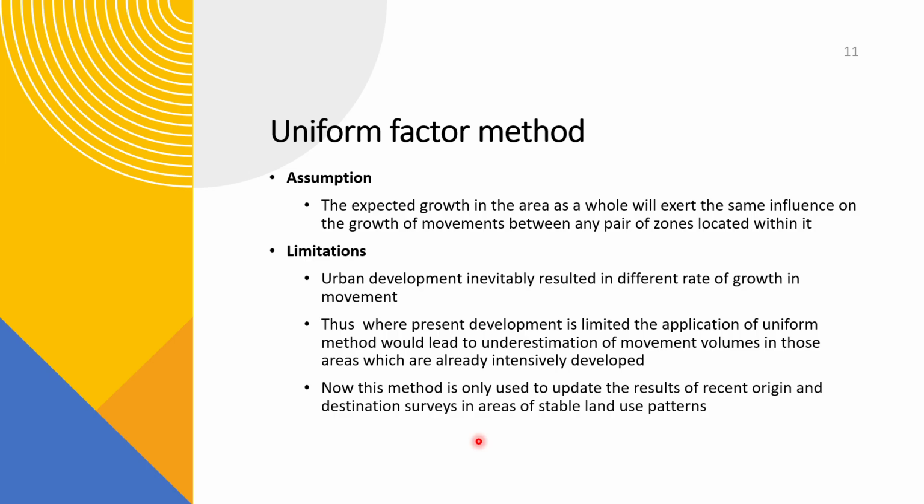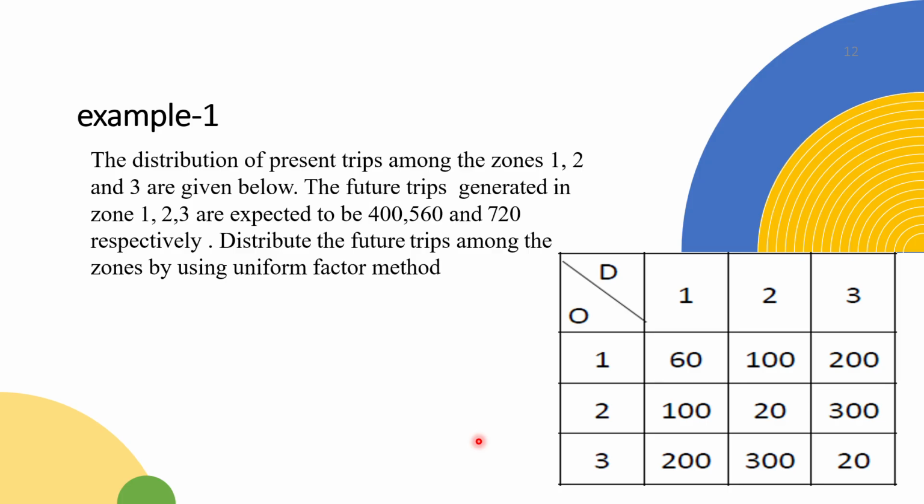The limitation of this uniform factor method is we are just blindly multiplying all the trips of the present trip distribution with a growth factor, which may not be reliable, because not all zones will be developing the same way, right? So that is the main limitation. The positive point, the advantage of the uniform factor method, is that it is the simplest and oldest method, so it's very easy to calculate compared to other methods.